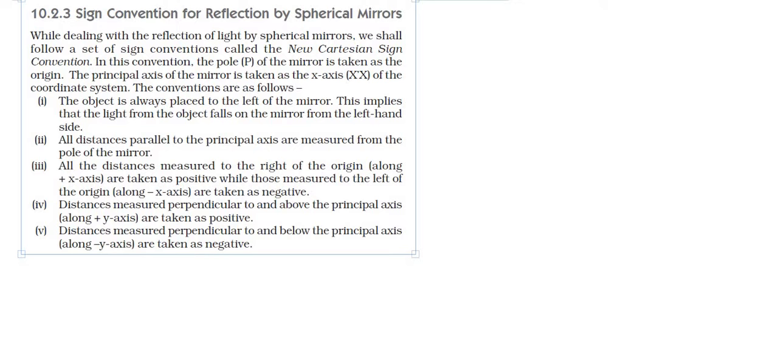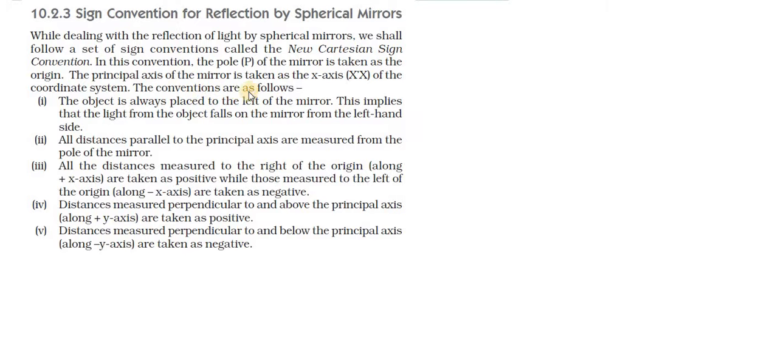Next, sign convention for reflection by spherical mirrors. What is the sign convention? These are very important to solve problems. While dealing with the reflection of light by spherical mirrors, we follow a set of sign conventions called the New Cartesian Sign Convention. In this convention, the pole of the mirror is taken as the origin and the principal axis of the mirror is taken as the x-axis of the coordinate system.